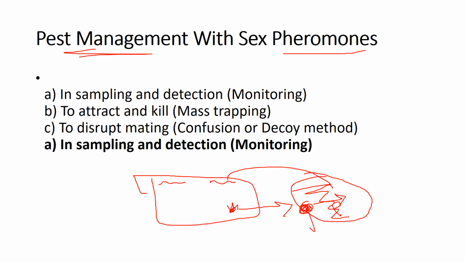For example, if a female silkworm secretes a pheromone, you can attract all the males and lay a trap and destroy them. This is how pest management works. With the help of this technique we can sample and detect various kinds of pests, and we can attract and kill. This is called mass trapping. You can also disrupt the mating, which is called the confusion or decoy method. And last, in sampling and detection, it helps to sample and monitor various species and various pheromones, which is necessary to lay the trap. So this is how pest management works here.